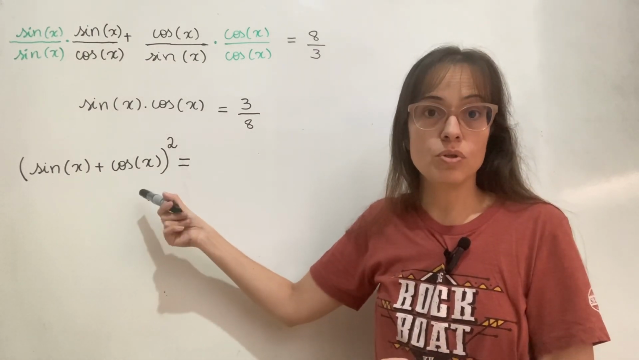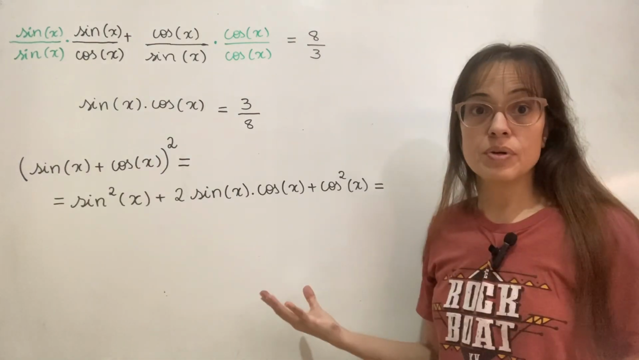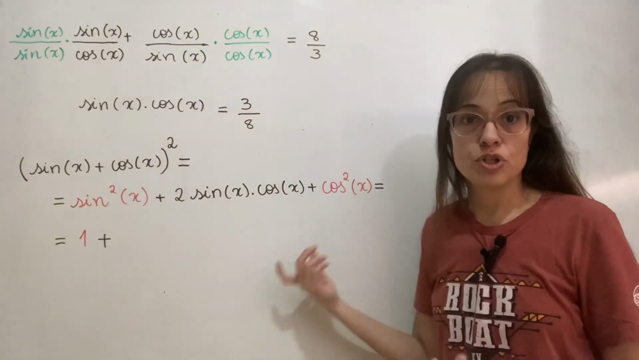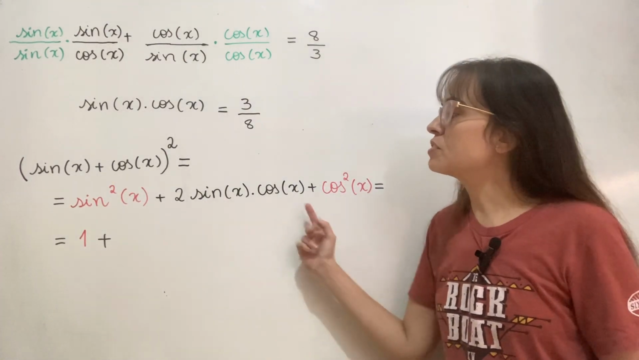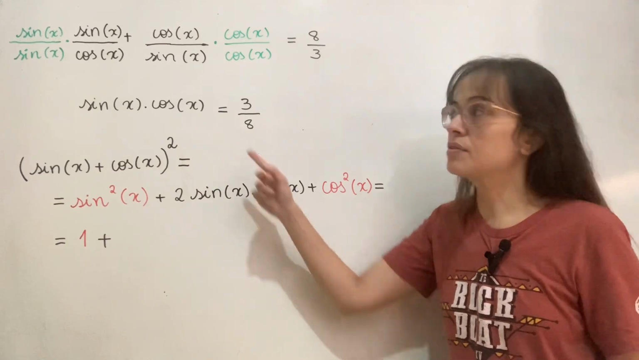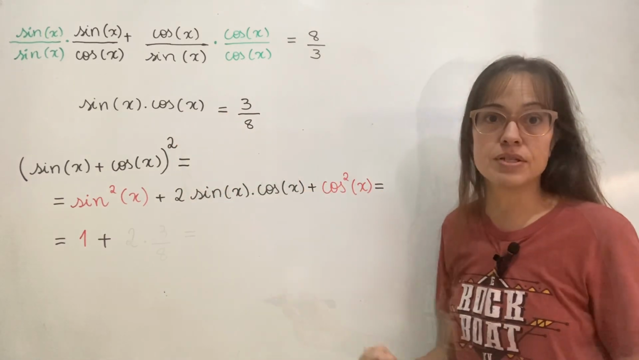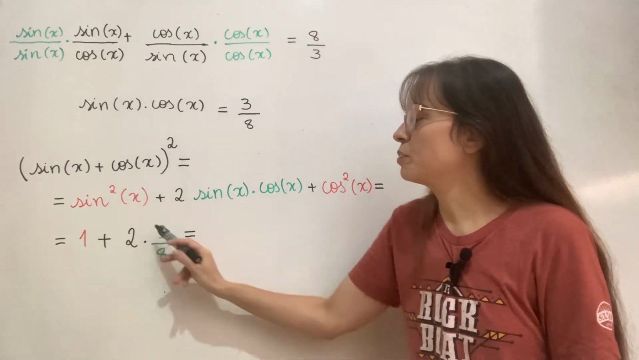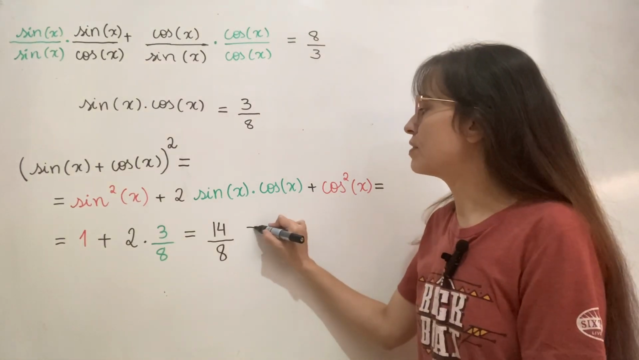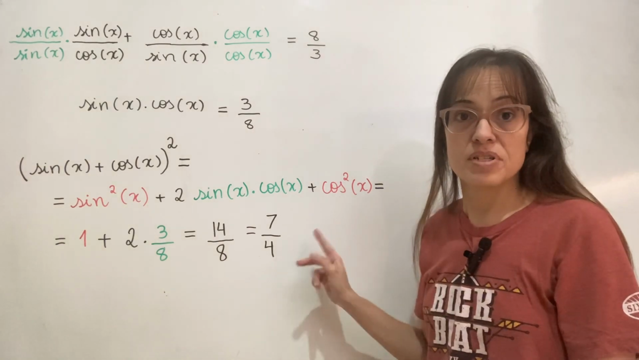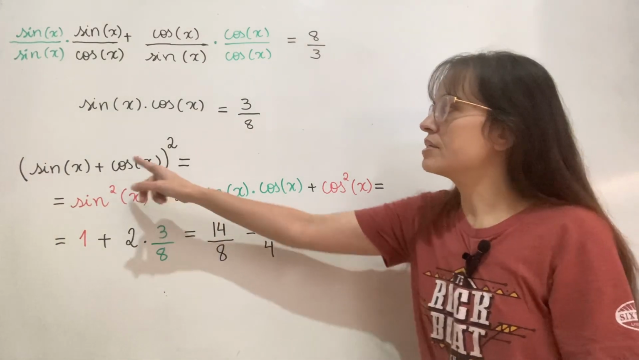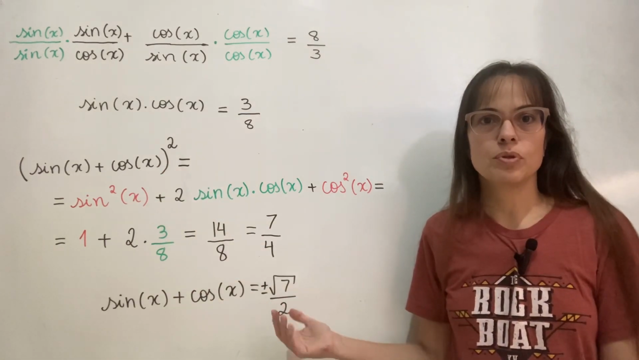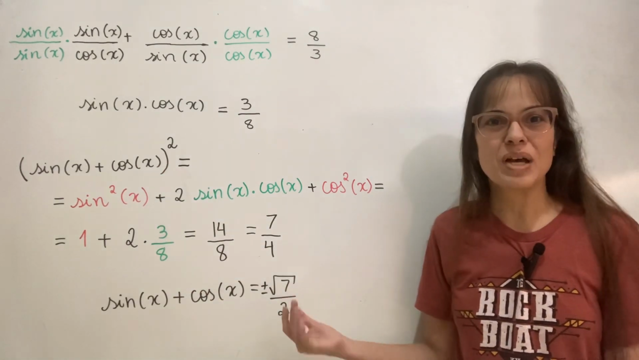But this we can use the special product. And now again, we are finding a sine squared plus a cosine squared, which is 1. And this middle term has the sine times cosine that we already know to be 3 over 8. So we just have to add the fractions here. 8 plus 6 is 14. We simplify this fraction. And this number 7 over 4 that we are finding is sine plus cosine squared. So the sine plus cosine that we were looking for is the square root of that, plus or minus root 7 over 2.